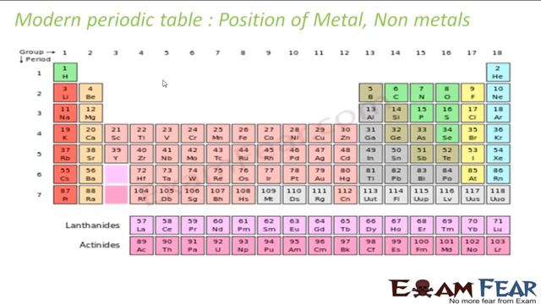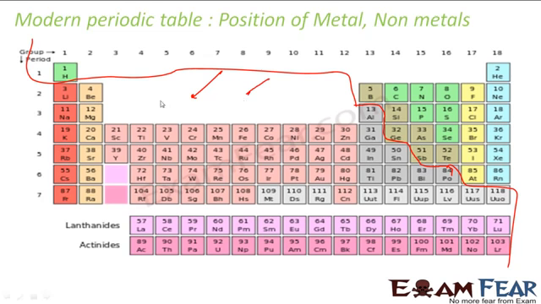So if you see here, all these are metals. Everything on the left hand side is a metal. So most of them are metals except this guy. All these guys are metal. Hydrogen and these guys are non-metal.